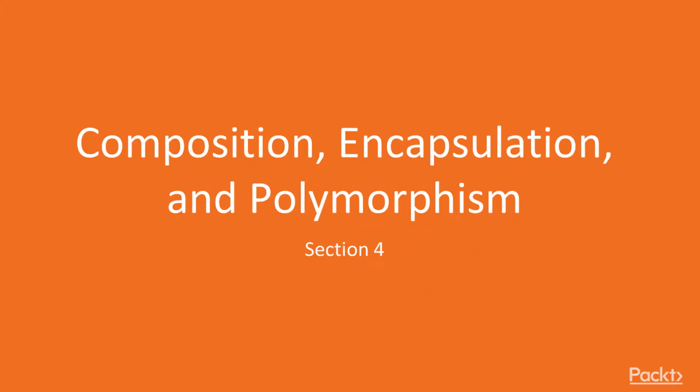Section 4 is composition, encapsulation, and polymorphism. During this section, we will speak about how to make a class with the usage of different classes, how to create a private scope inside of the function, and also how to make different methods with the same name but working differently depending on the instance that they are called on.